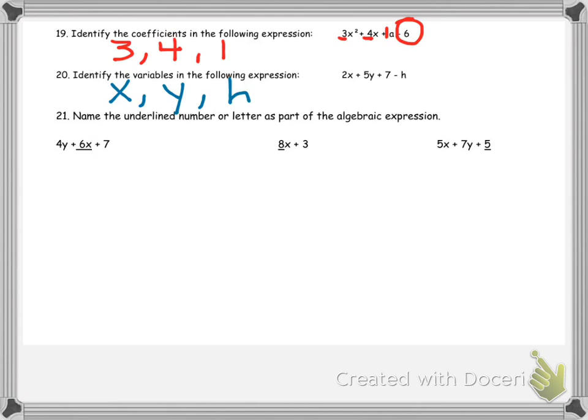All right, the last thing we have to do here is identify the part of the algebraic expression that's underlined. Well, the 6x together is called a term. And there are 3 terms in this expression. The 4y is a term, the 6x is a term, the plus 7 is a term. And there are terms in every one of these expressions. But the 6x that's underlined in this one is called a term. The next one is just the number that's attached to the variable, that 8, and that is called a coefficient.